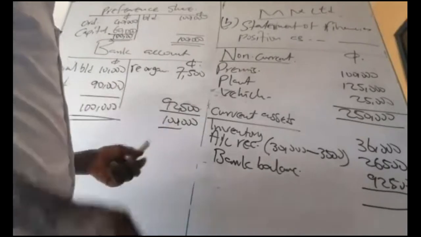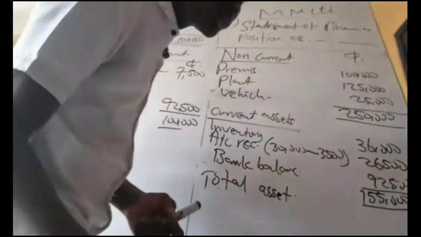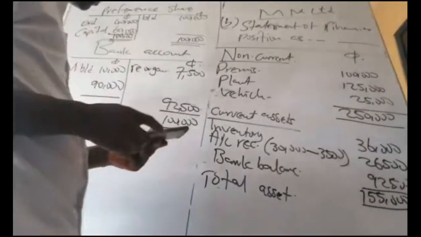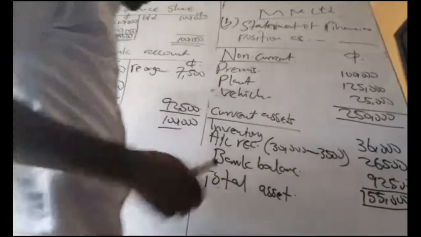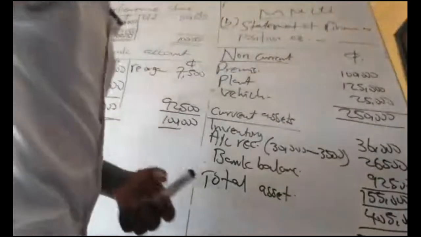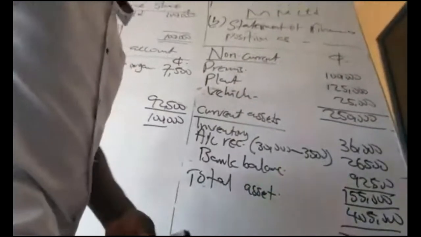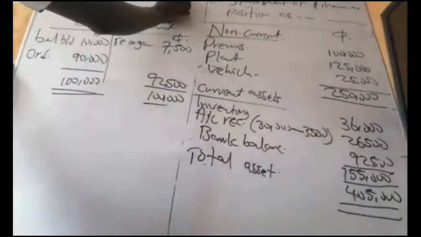36,000 plus 26,500 plus 92,500 gives us 155,000. Total assets will be 155,000 plus 250,000, which gives us 405,000. Good. Now let me take this section off and then start with the credit section.